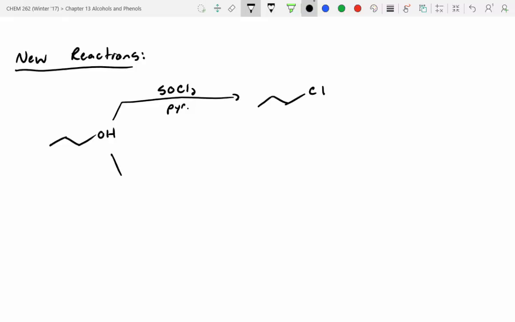The other method that's really common, if you want to form an alkyl bromide, is you use phosphorus tribromide, so PBr3. So both of these methods work. They both go through SN2 mechanisms. So let's make a note that they both go through SN2.